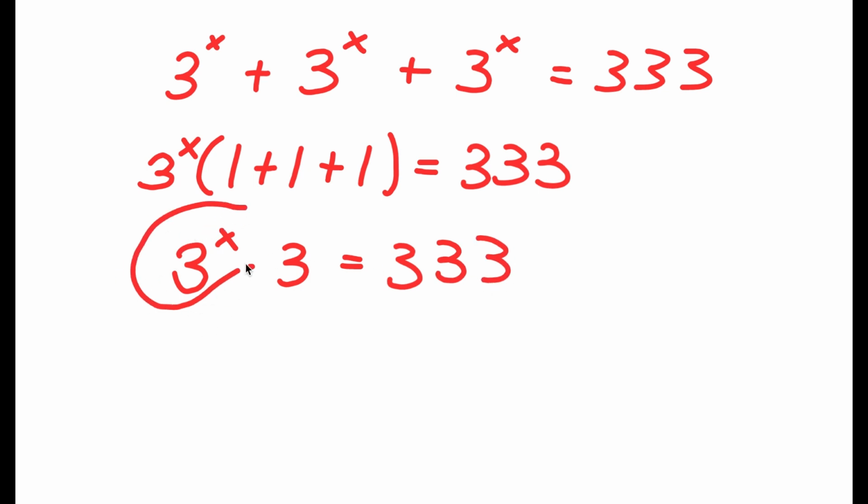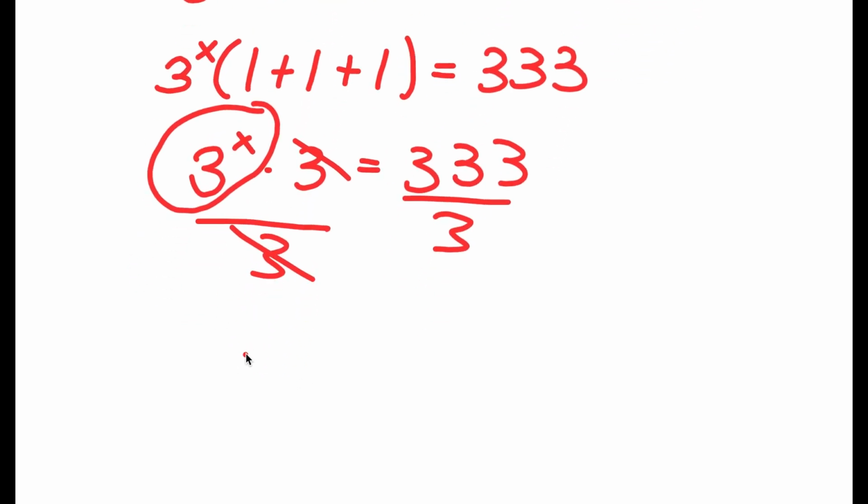Now, we want to isolate 3 to the power of x here. And the way to do that is to get rid of this times 3. So I'm going to get rid of this times 3 by moving it to the right-hand side, and I'm going to do that by dividing both sides by 3. So now I get 3 to the power of x is equal to 111.